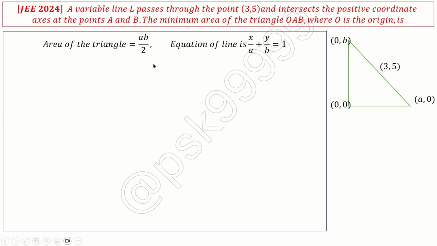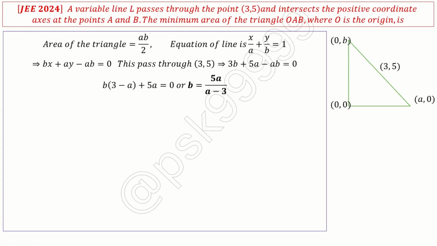Area of the triangle is ab by 2. Equation of the line is x by a plus y by b equals 1. Now, if I simplify this, bx plus ay minus ab equals 0. This is passing through (3, 5), so 3b plus 5a minus ab equals 0. If I take b common, I get b times (3 minus a) plus 5a equals 0, or b is equal to 5a by (a minus 3).